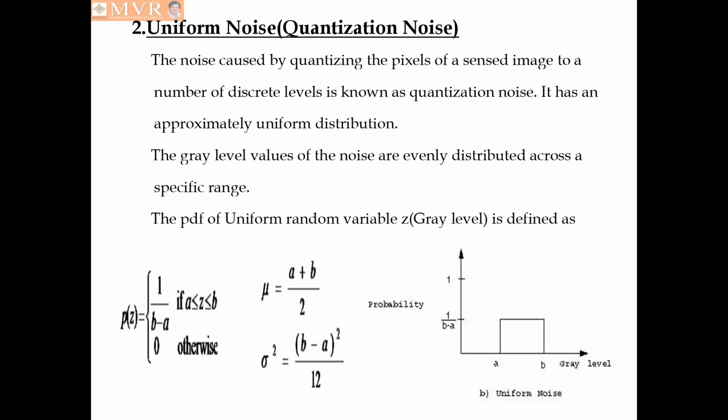So here is a graph which is a uniform probability density function curve, and we can define this uniform probability density function as P of Z equal to 1 by B minus A if A is less than or equal to Z less than or equal to B, and equal to 0 otherwise, where mu equals A plus B by 2 and sigma square equals B minus A whole square by 12.